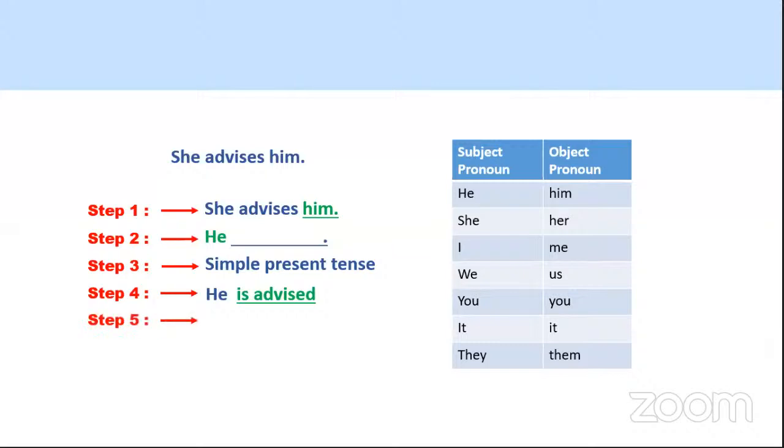Okay, let's move on to the fifth one. You have to add the by phrase. He is advised by her. Then you look at she. The subject pronoun has become the object pronoun her. Let's move on to another sentence.